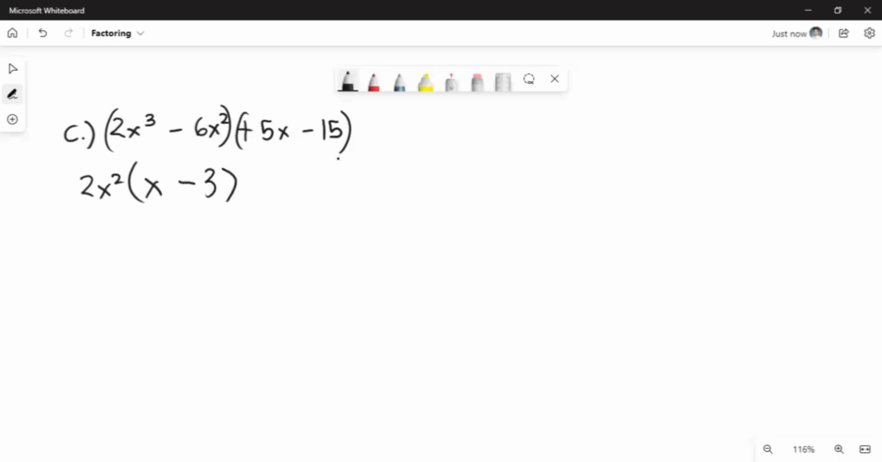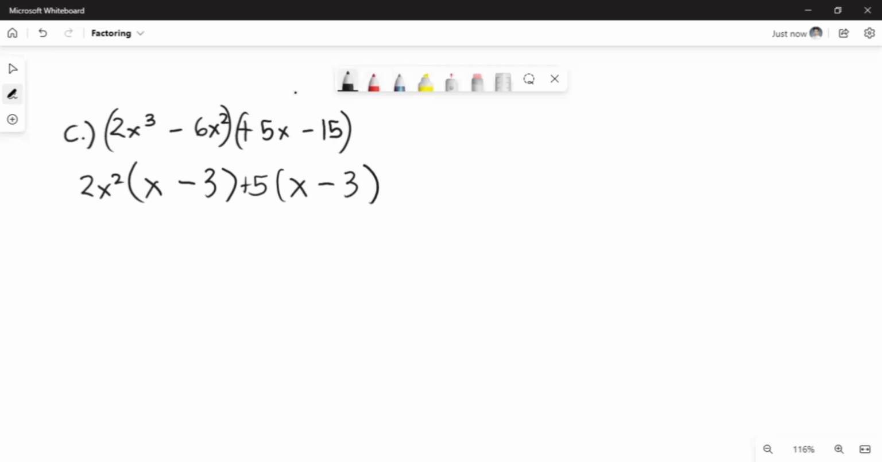And negative 6x squared divided by 2x squared, that will give us negative 3. Let's go to the second term. The greatest common factor on the second pair is positive 5. Okay? Therefore, 5x divided by 5, that will give us x, and negative 15 divided by 5, that will give us negative 3.